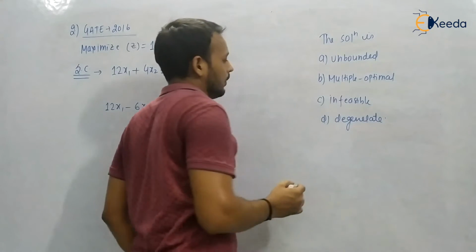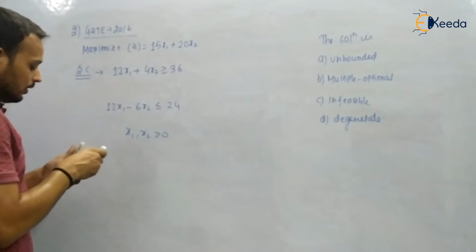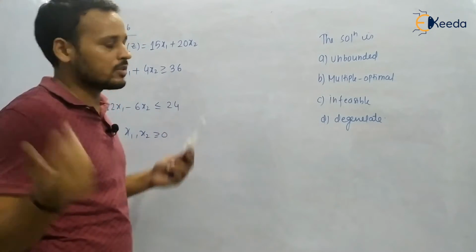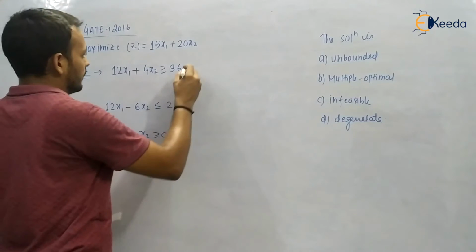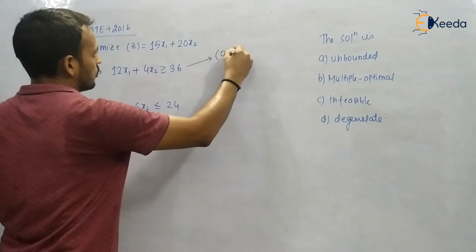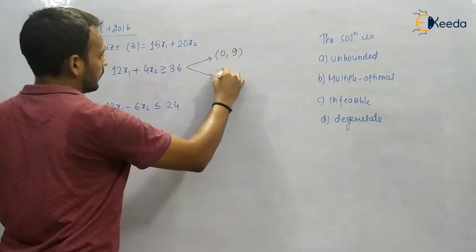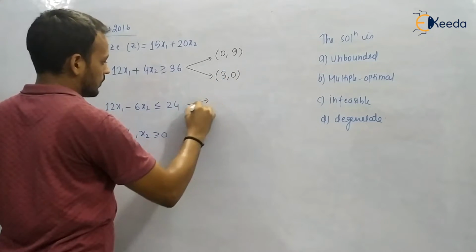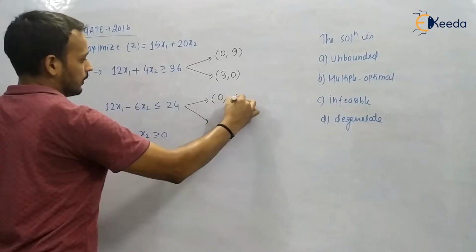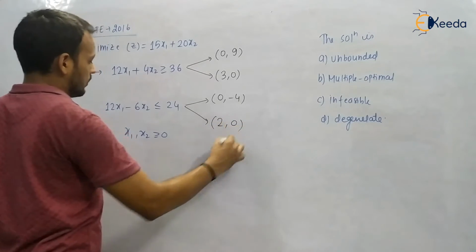So again the same question. What you have to do is plot the graph. For plotting the graph, find the coordinates of the constraints. Just plot the constraints. For the first constraint, x1 is 0, so x2 is going to be 9, and if you put x2 as 0, then x1 you are going to get 3. So that finishes the first constraint. Second, put x1 as 0, x2 you are going to get minus 4, put x2 as 0, x1 you are going to get is 2 comma 0.